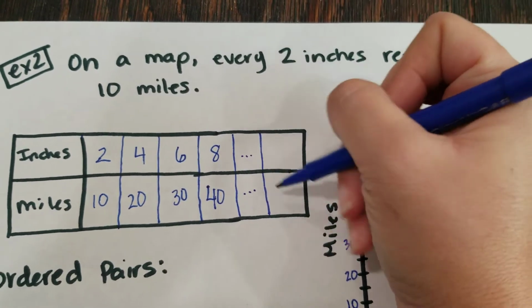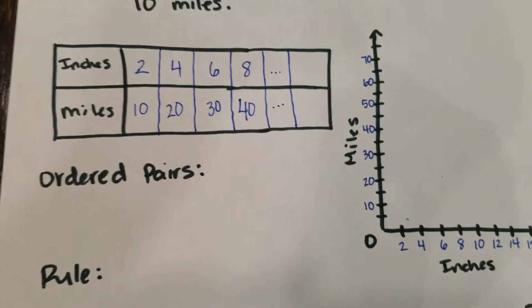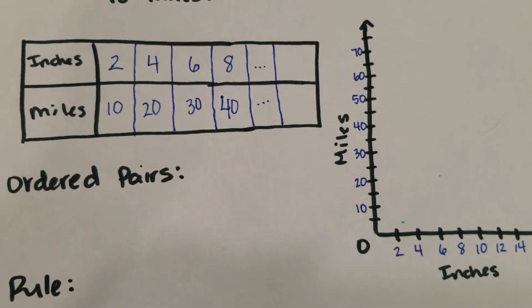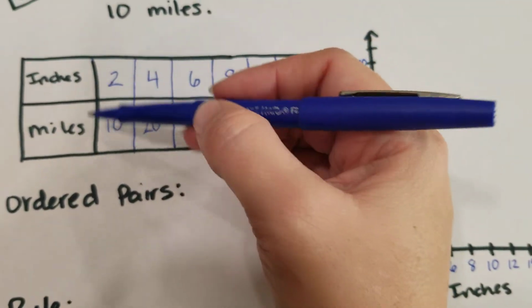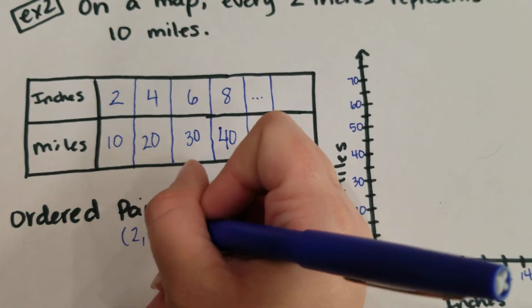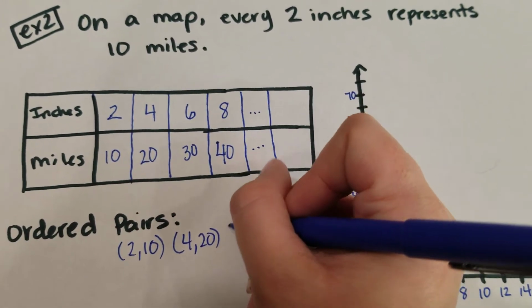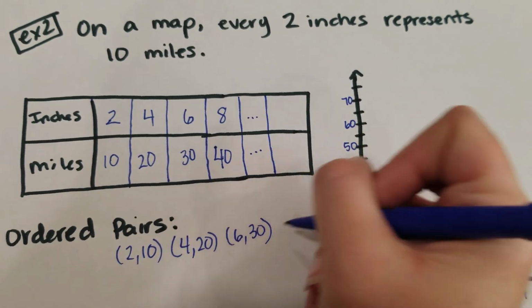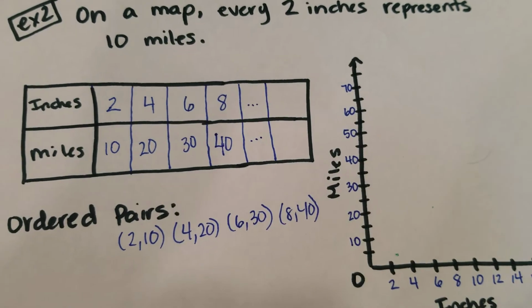And then I'm going to use this to check my work, okay? Because I do have a question down here. All right, let's use the numbers I started with to make some ordered pairs. So these are the numbers that are related to each other. So I'm going to have 2 and 10, 4 and 20, 6 and 30, 8 and 40, and these are my ordered pairs.